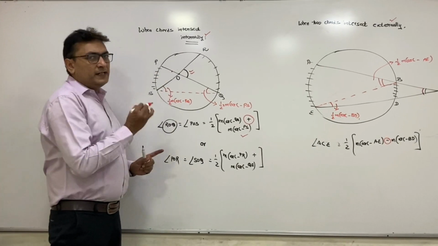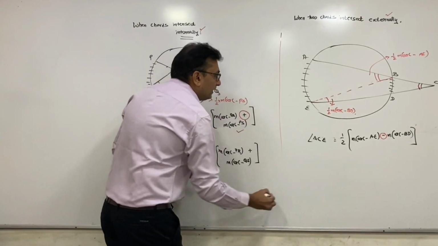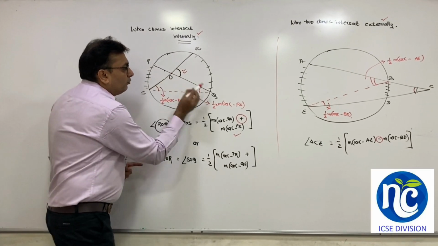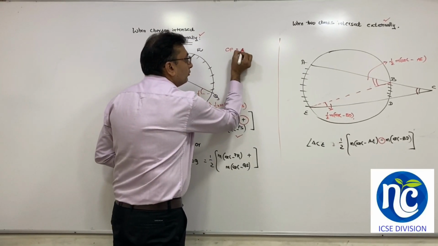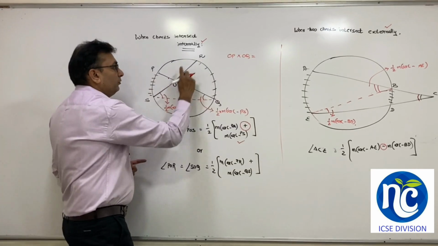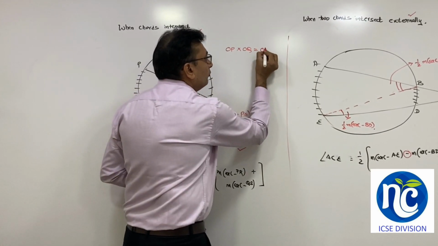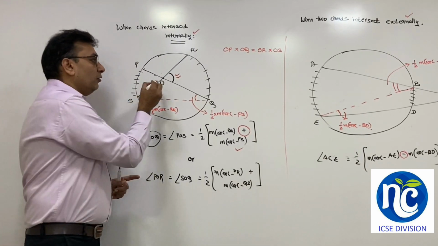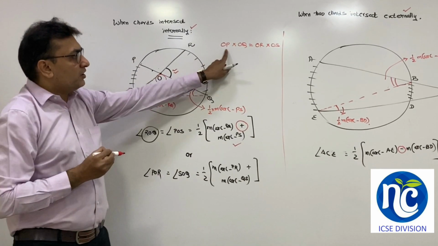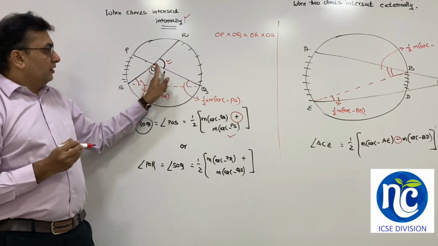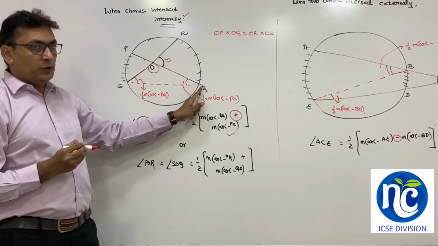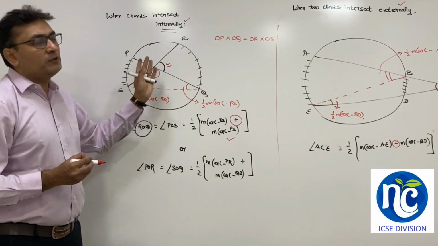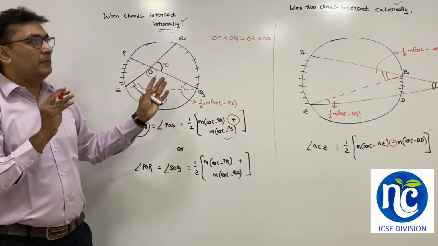Now, the same two chords intersect. There is one simple property, let us see that. That will conclude the topic. OP into OQ is equal to OR into OS. This is when two chords intersect at point O. Whichever point of intersection it is, it is common everywhere: OP into OQ, OR into OS. This also you can easily prove by proving these two triangles similar and cross multiplying.